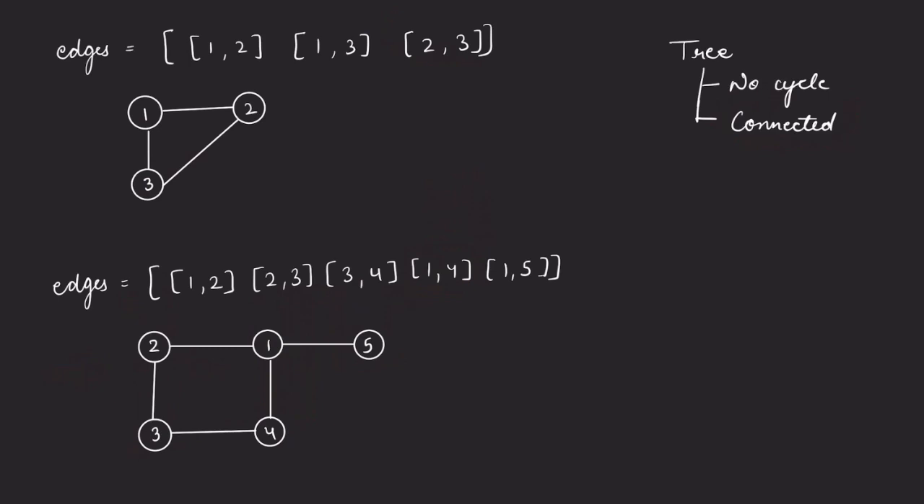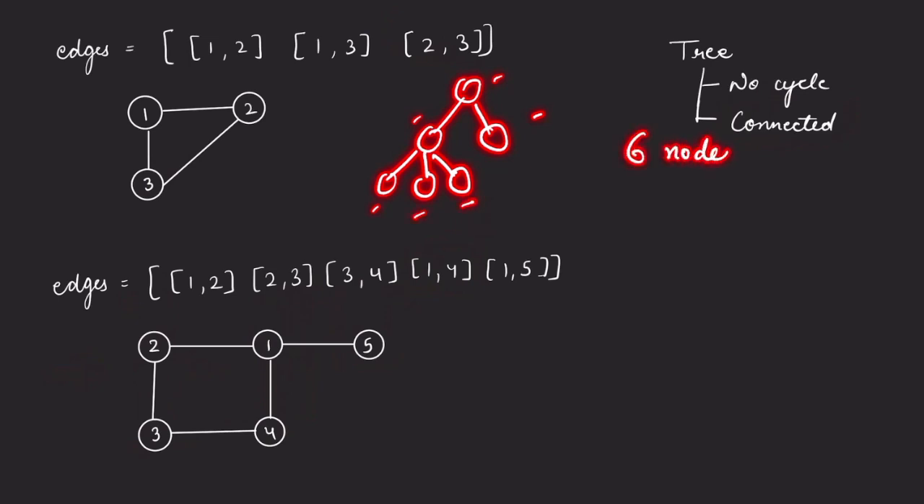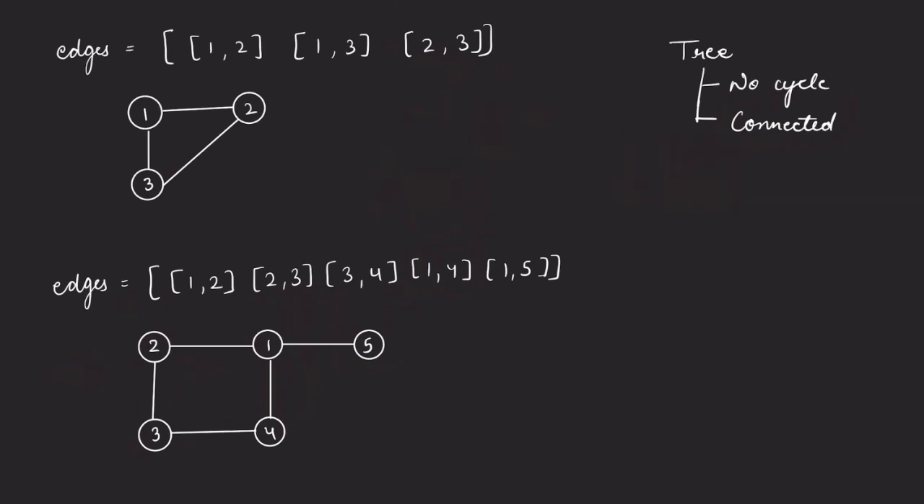Now a few observations to note over here. When we have a tree, let's suppose something like this. How many nodes are there? 1, 2, 3, 4, 5, 6. 6 nodes, and how many edges? 1, 2, 3, 4, 5. 5 edges, right? So basically in a tree we have n nodes and n minus 1 edges.